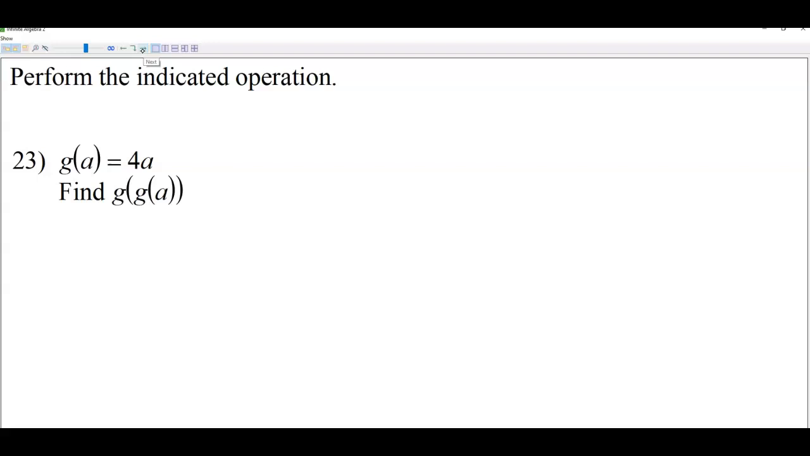All right. So let's do a composite function. The way that you do these is you start by writing the inside function out first. So the inside function is the g of a. So I'm just going to write that out exactly as it's given to us. g of a is equal to 4a.